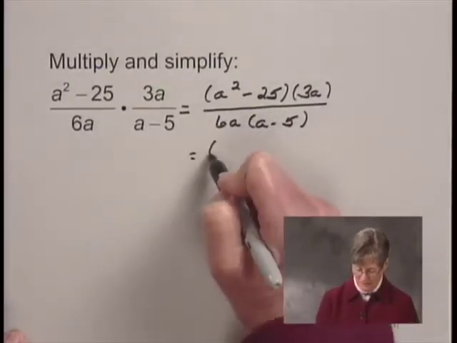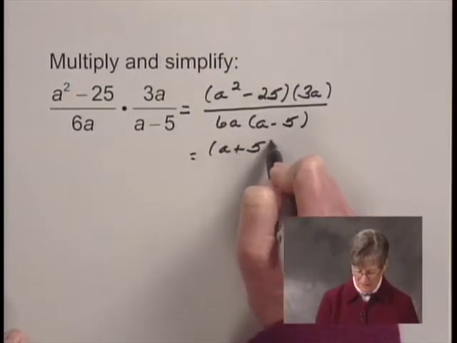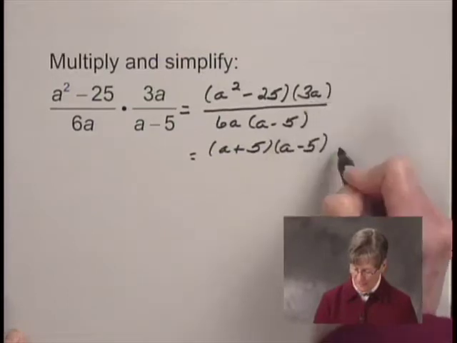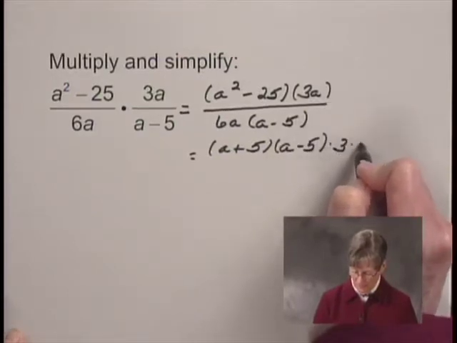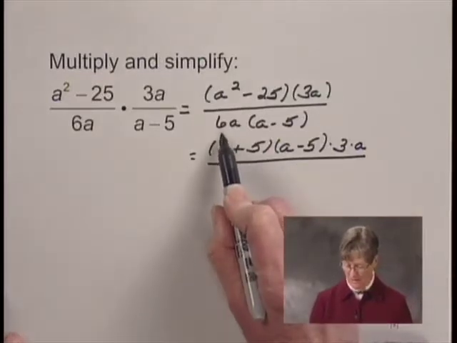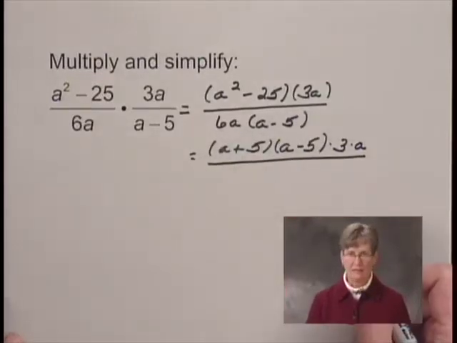A squared minus 25 has factors a plus 5 and a minus 5. And then I have 3a here. I'm going to write that as 3 times a. And now I'm going to look at the denominator and also take a look at the numerator and see what kind of factoring I should do.